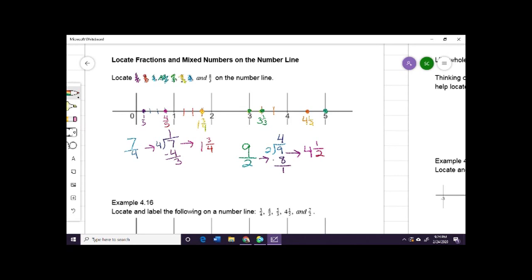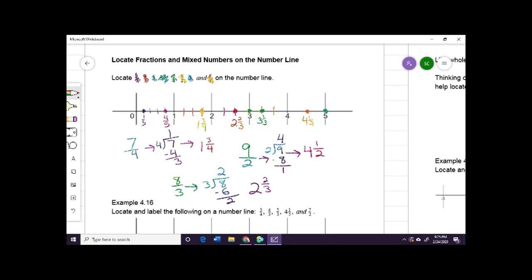And lastly, 8/3. 8/3, and divide 3 into 8. Goes evenly 2 times with a remainder of 2. So my fraction is 2 and 2/3. So I'm going to go past 2 but before 3. I'm going to divide that space into 3 sections. 1, 2, 3. So I go from 0, 1, 2, and 1/3 and 2/3. And here is 2 and 2/3. Okay, so that's how you graph fractions and mixed numbers on a number line.